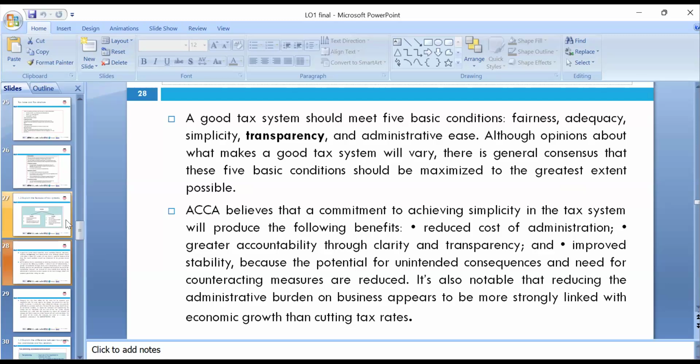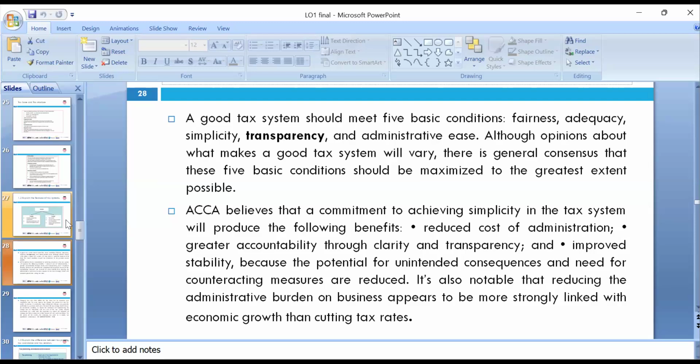A good tax system should fulfil the five basic components we just mentioned, including transparency and administrative ease. What makes a good tax system can vary, but there is general consensus that the basic conditions should be maximized to the greatest extent possible. ACCA believes that the commitment to achieving simplicity of the tax system will produce more benefit: reduced administrative cost, greater accountability, and through clarity and transparency, improved stability because the potential for unintended consequences and the need for counteracting measures are reduced.